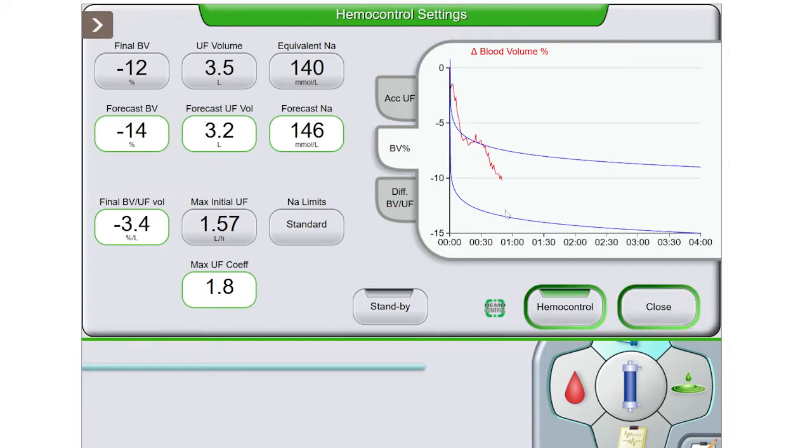You can see that now our parameters have lowered. So the blood volume was more in the center rather than right at the bottom. So it gives the machine a little bit more room to go. Our hope is that we see this forecast UF volume improve. So we want to see the 3.2 get closer to our 3.5. And we're going to check it again.